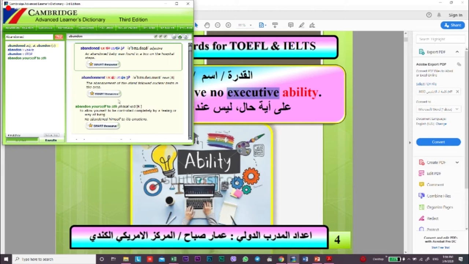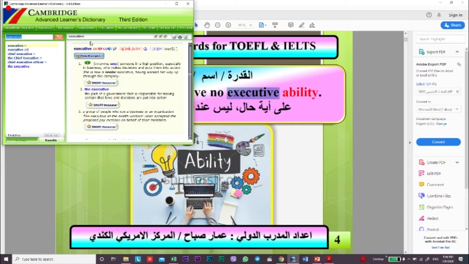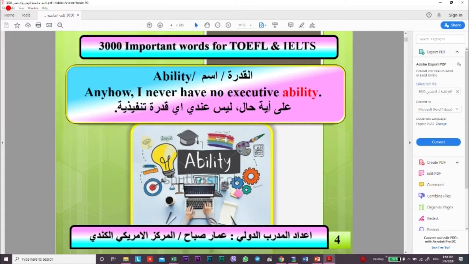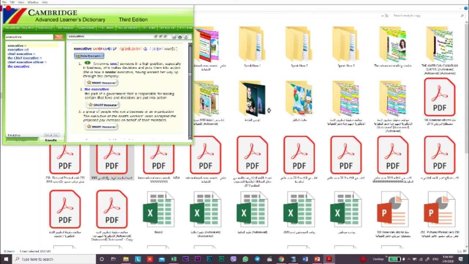Also, let's see the pronunciation of executive. Executive. On this way. Executive. Executive. Executive. تنفيذي. Clear? Okay, let's go to the next one.